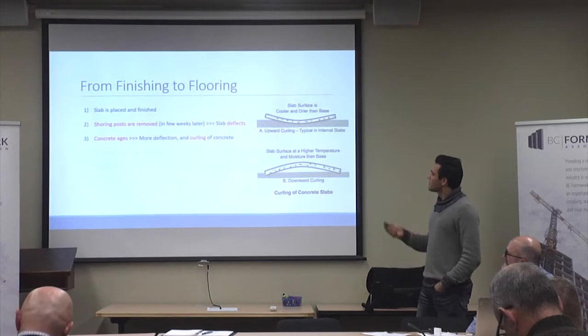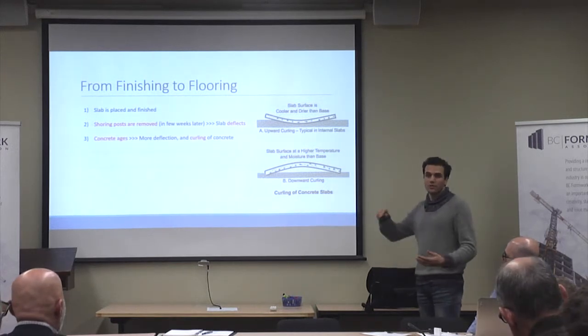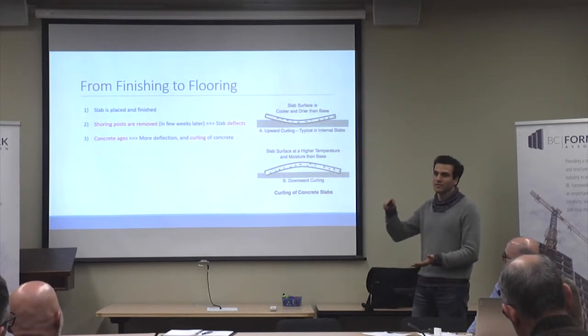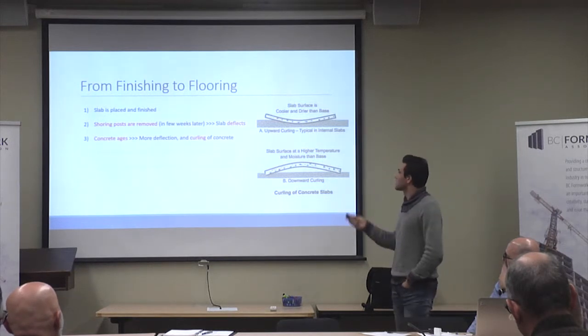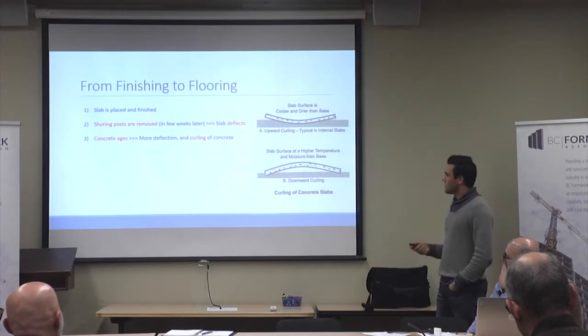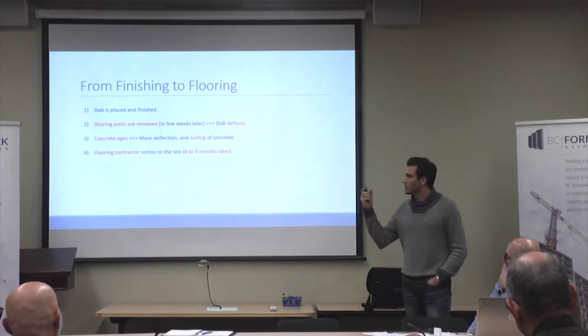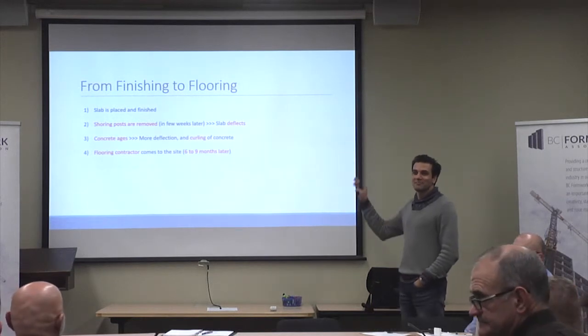And then the curling happens after the concrete ages. Usually with the thicker slabs it happens more because of the difference in temperature and moisture between the center of the concrete and the surface, which could go upward or downward. And all of these happen, and then the flooring contractor comes to the site. Is that timeline okay? 6 to 9 months, or is 9 months too much?